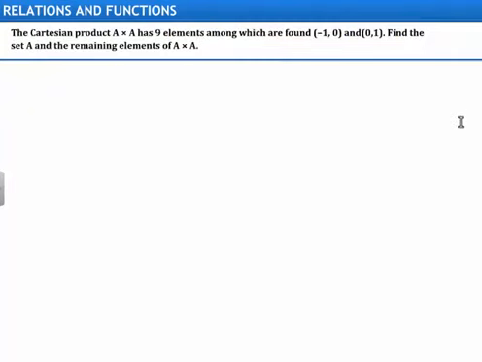In this question it is given that the Cartesian product A cross A has 9 elements, among which are found (-1, 0) and (0, 1). You have to find the set A and the remaining elements of the Cartesian product A cross A. Let us proceed with the solution of this question.